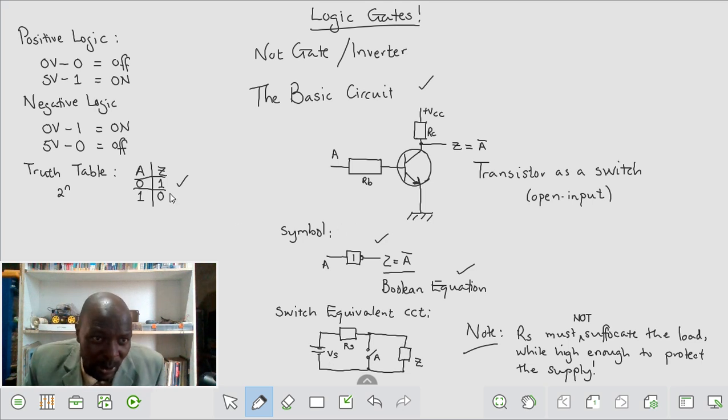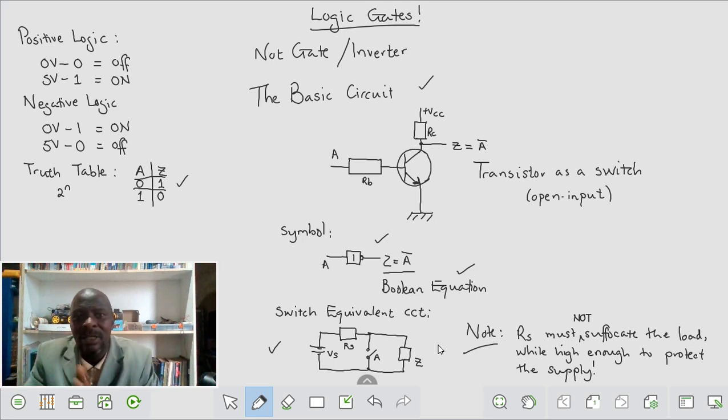We need to know what gate we are dealing with. Know its circuit, know the symbol, the Boolean equation, in this case Z is equal to not A, and then the switch equivalent circuit, and don't forget the truth table. All right. Also, please remember RS may not suffocate the load, but must be high enough to protect our load.